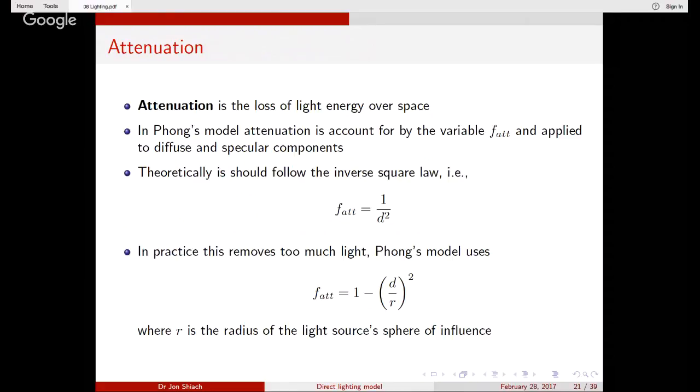Okay, so if you've got a candle in your scene, the further away you get from the candle, the less light from that candle will fall on your object. Until you get so far, further than R, and then no light will fall from that candle. Okay, so that's just attenuation. So the further away you get from a light source, the less light will fall on it.